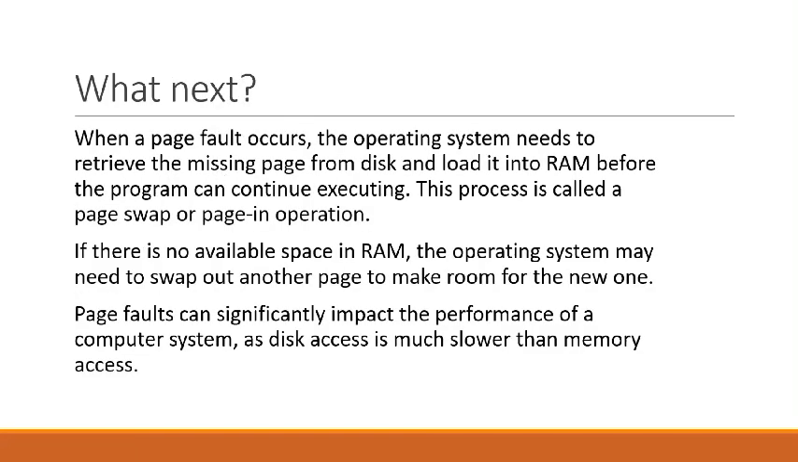What next? When a page fault occurs, the operating system needs to retrieve the missing page from the disk and load it into RAM before the program can continue executing. This process is called page swap or page in operation. If there is no available space in RAM, the operating system may need to swap out another page to make room for a new one. So the page that is not being used is removed and a new page that is required is added from the disk. Page faults can significantly impact the performance of a computer system as disk access is much slower than memory access.